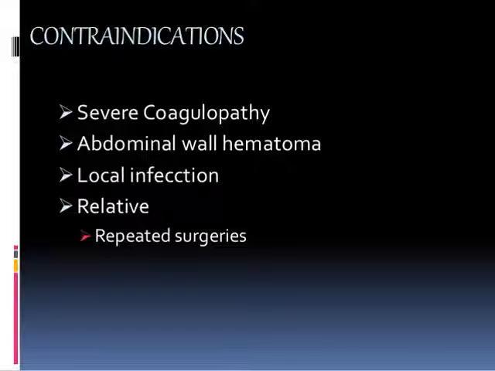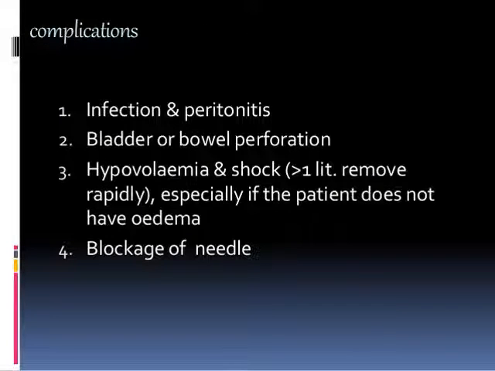Contraindications of paracentesis: severe coagulopathy, abdominal wall hematoma, local infection. There is a relative contraindication if there are repeated surgeries. What are complications of ascites? Ascitic fluid is liable to infection and spontaneous bacterial peritonitis. Complications of abdominal paracentesis: infection and peritonitis, bladder or bowel perforation, hypovolemia and shock if we remove more than 1 liter rapidly, especially if the patient does not have edema, and blockage of the needle.